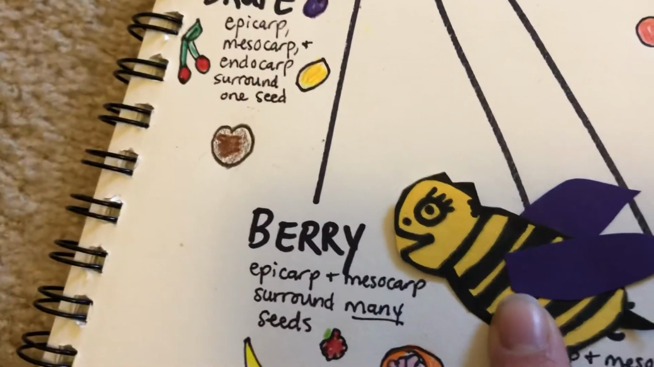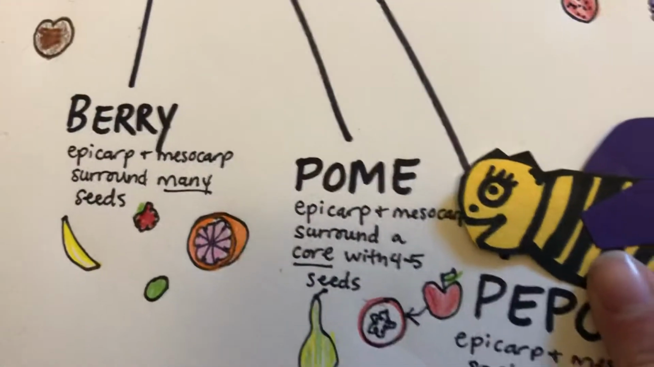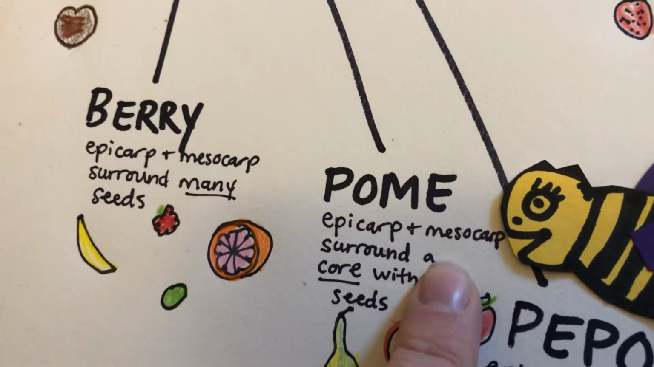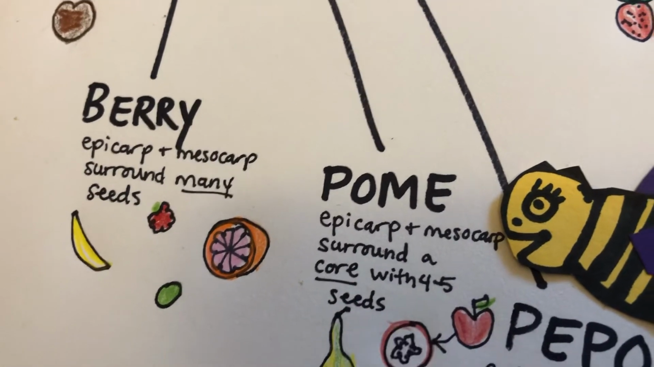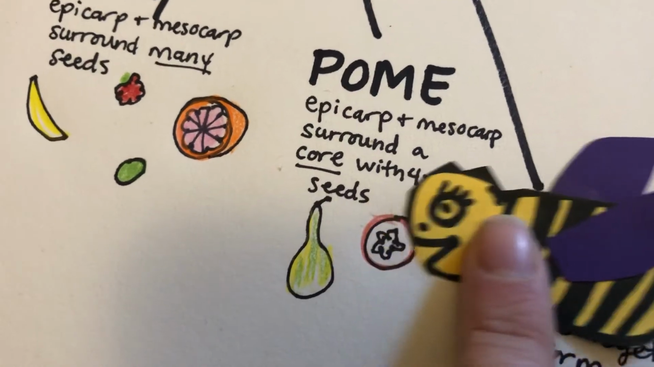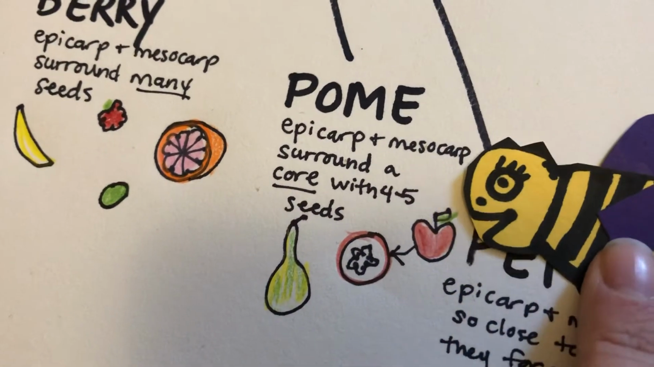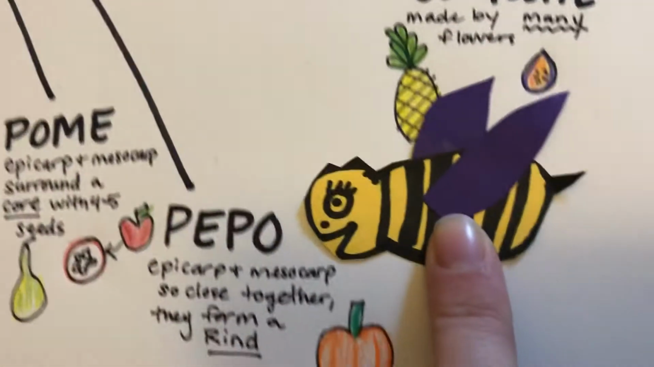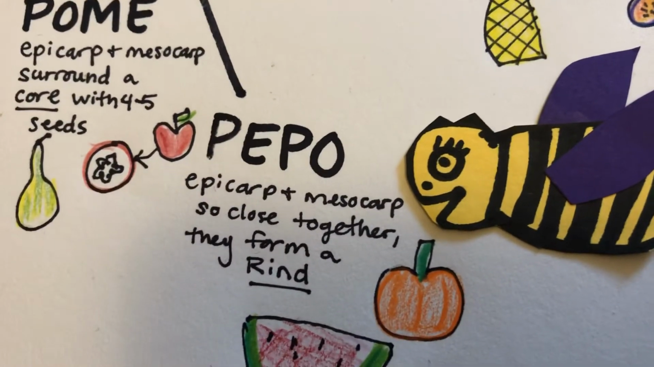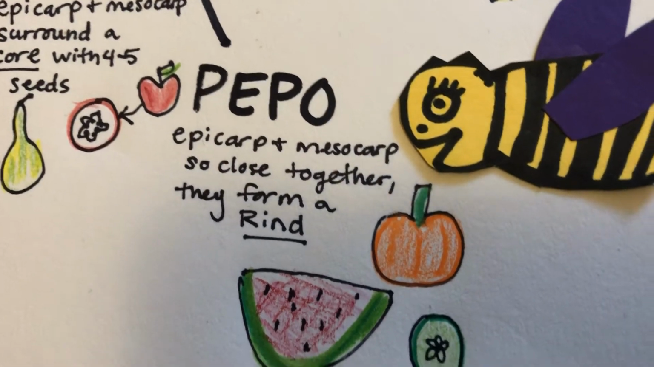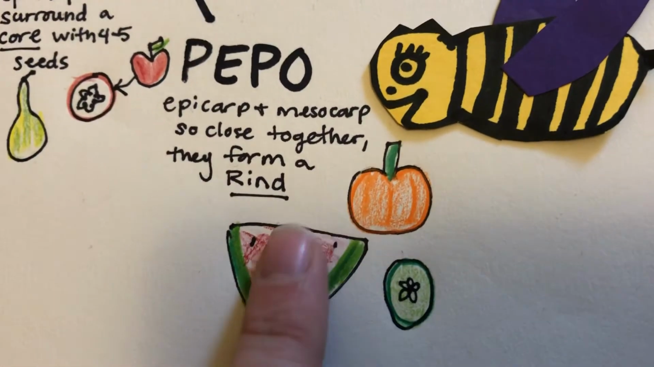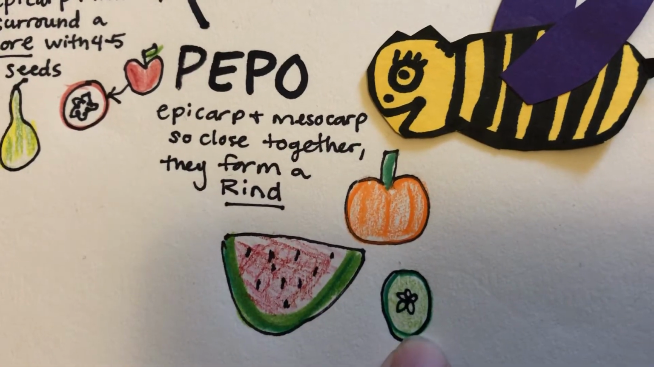Another way we can classify by their parts is by calling it a pome. There's not very many pomes. That's where the epicarp and mesocarp surround a core with 4 or 5 seeds. So this time of year we get a lot of pears and even apples. Then there's the pepos. Pepos are where the epicarp and the mesocarp are so close together they form a rind. So some examples of those are watermelon, pumpkin, and cucumber.